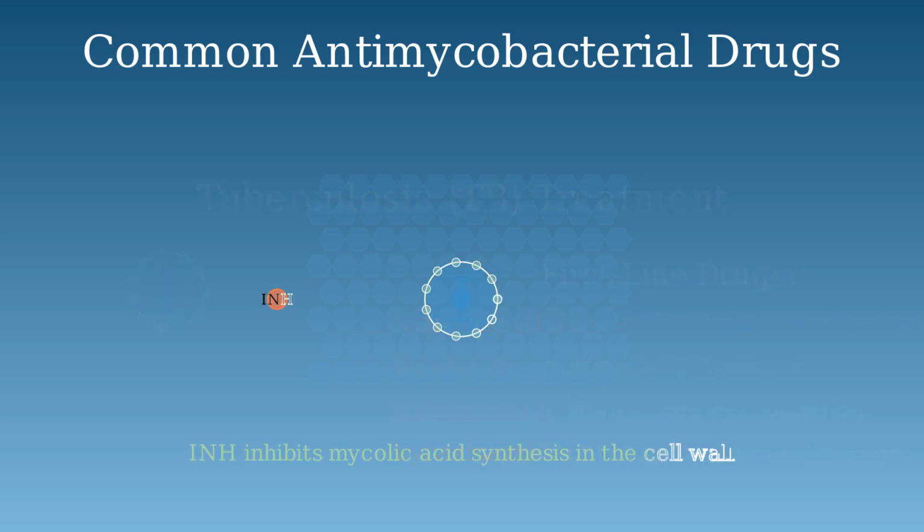Isoniazid works by inhibiting the synthesis of mycolic acids, essential components of the mycobacterial cell wall. This weakens the cell's structure and makes it vulnerable to destruction. Rifampin works differently by binding to and inhibiting bacterial RNA polymerase. This prevents the bacteria from synthesizing RNA and ultimately stops it from producing proteins essential for survival.